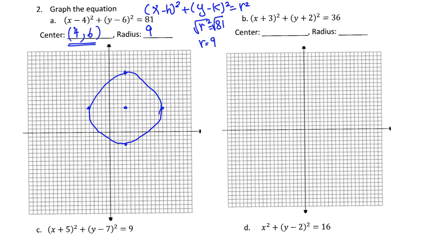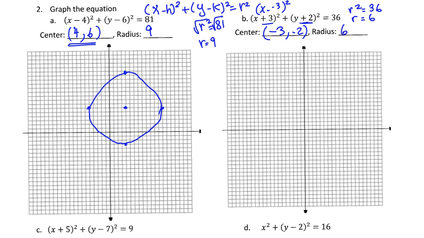The following question, you have x plus 3 squared plus y plus 2 squared equal to 36. So your center should be, recall this is x minus negative 3, and that's why you can see it as x plus 3. So it would be always the opposite signs of those x and y. So it would be negative 3, comma, negative 2. And r squared is equal to 36. Applying the square root on both sides, r is equal to 6. So your radius is equal to 6.